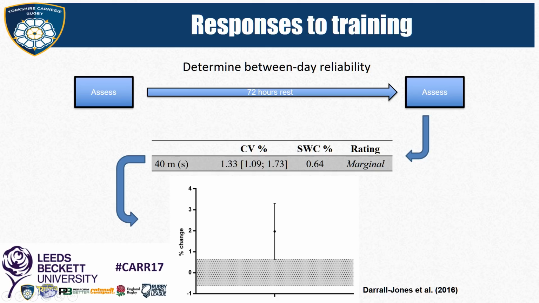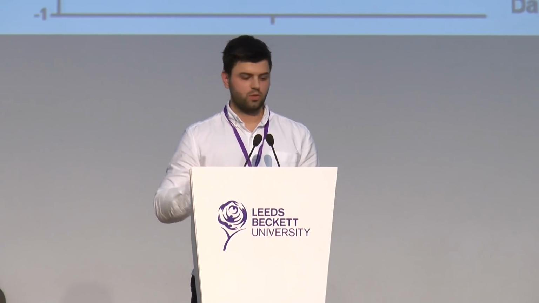And then this gives you a CV percentage, which is the error. So that's the error of the test, including biological error in them, and the error of the equipment, and then a smallest worthwhile change in percent as well. And then that rating there is basically the interaction of the error and the smallest worthwhile change. So if your error is larger, essentially that rating marginal pretty much means you need to see a very, very large change before you can basically say it's real.